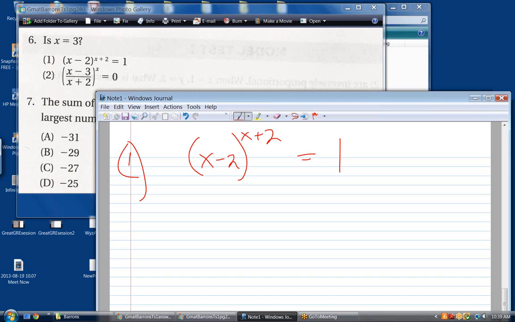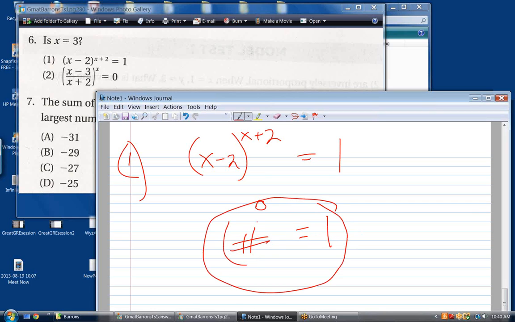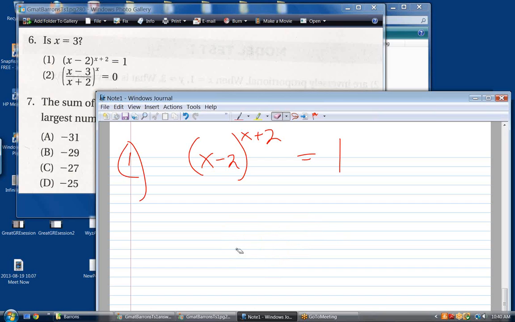In other words, if I can find another number, rather than trying to solve this algebraically, that will not make x equal to 3, that will actually say that it will be 1. One thing to remember is that any number raised to the 0th power is equal to 1. That's a huge concept in math. So find me another number for x that would cause this to be equal to 1.